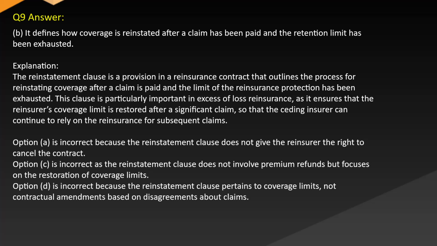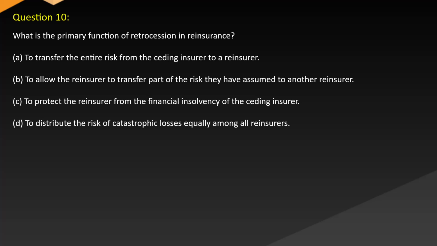Option A is incorrect because the reinstatement clause does not give the reinsurer the right to cancel the contract. Option C is incorrect as the reinstatement clause does not involve premium refunds but focuses on the restoration of coverage limits. Option D is incorrect because the reinstatement clause pertains to coverage limits, not contractual amendments based on disagreements about claims.